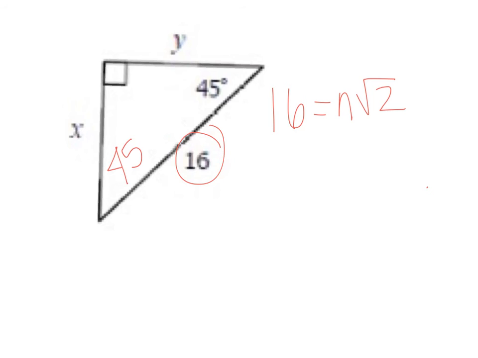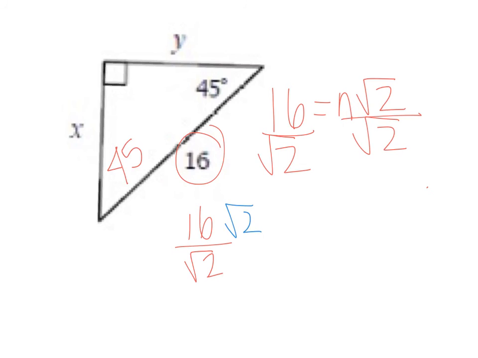So in order to get n by itself, I'm going to divide both sides by the square root of 2. We get 16 over the square root of 2. But you'll remember from class, we're not allowed to have square roots in our denominator. So we're going to rationalize the denominator by multiplying the top and the bottom by the square root of 2.